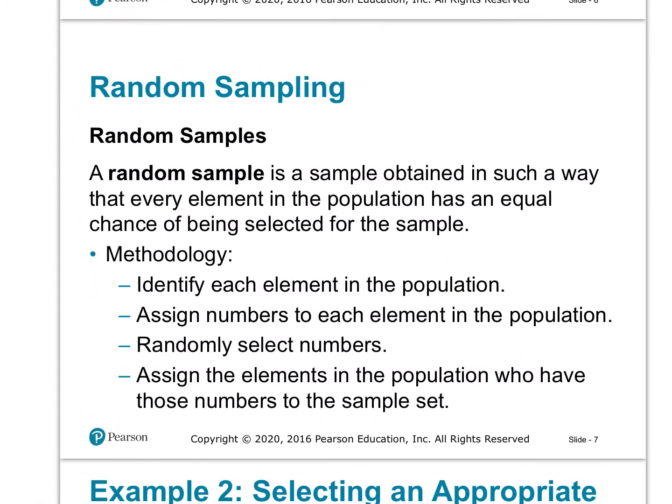Random sampling. A random sample is a sample obtained in such a way that every element in the population has an equal chance of being selected for the sample. Your methodology is to identify each element in the population, assign numbers to each element in the population, and then randomly select numbers. Then you would assign the elements in the population who have those numbers to the sample set.